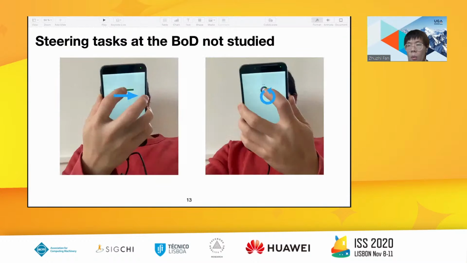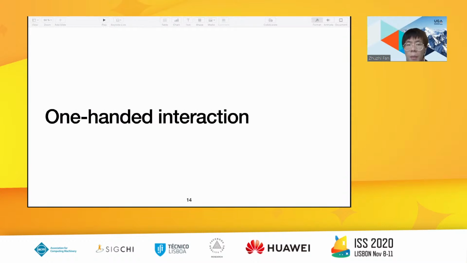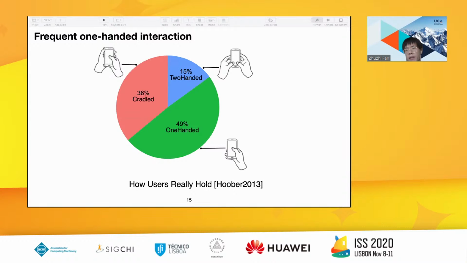However, we have little knowledge about users' performance at the back-of-device. For example, user performance in steering tasks at the back-of-device was not studied. In particular, it's important to consider one-handed interaction in back-of-device. One-handed interaction is commonly seen in our daily life.